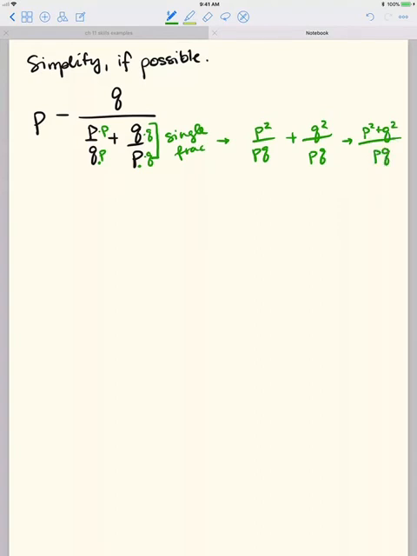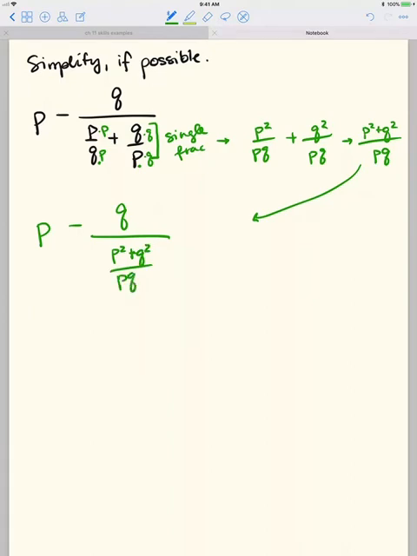And again, no, you cannot go through and start canceling p's and q's because the top has an addition in it. So you've got to leave it. So what we have now is p minus q over the p squared plus q squared over pq.